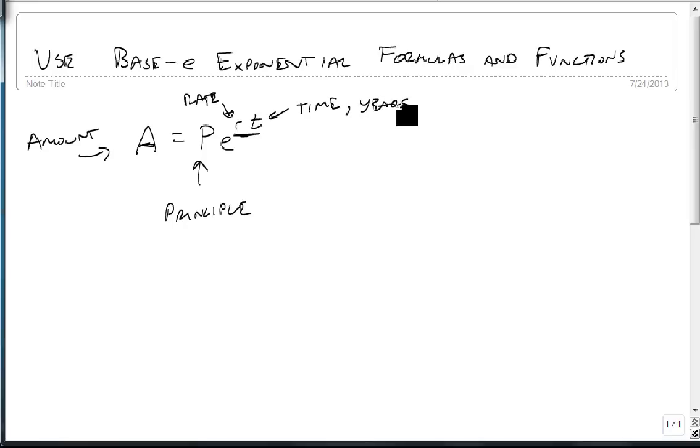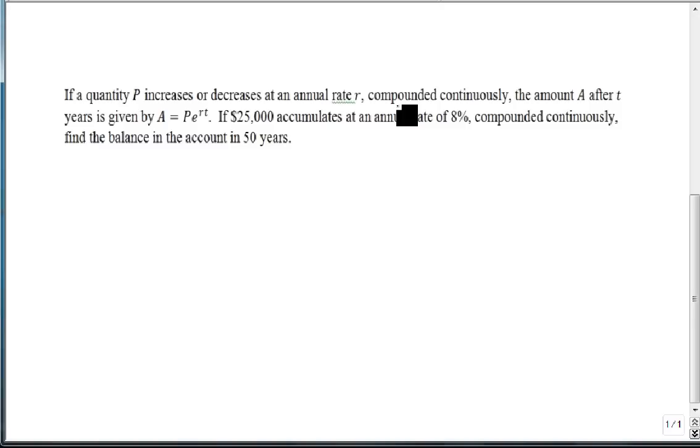So to use this formula, we're going to show the following example. If a quantity P increases or decreases at an annual rate R, compounded continuously, the amount A after T years is that formula we just gave you. So, to use it, suppose that we invest $25,000 at a rate of 8%. This sits for 50 years, and so we want to know how much we have.